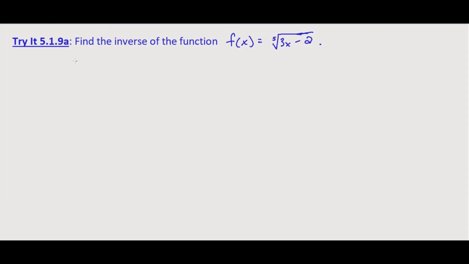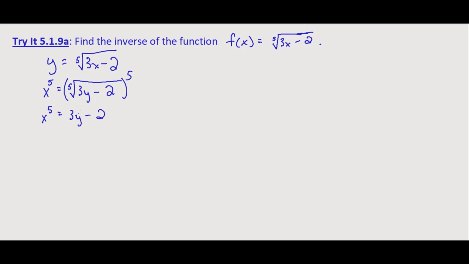Every time we'll replace f of x with y. So y equals the fifth root of 3x minus 2. We'll switch the x and y, so x equals the fifth root of 3y minus 2. And now we need to solve for y. So to get rid of the fifth root, we'll take both sides to the fifth power. That gives us x to the fifth equals 3y minus 2.